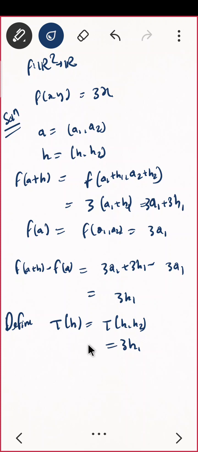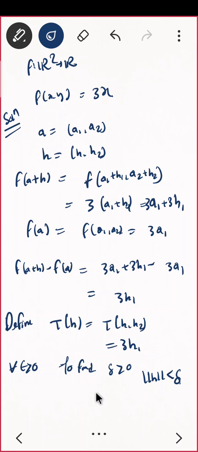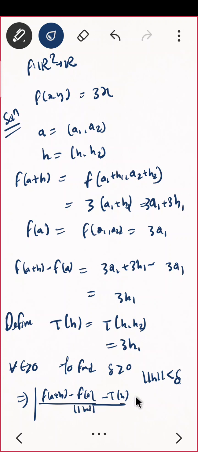Yes. How will you start? You are having a linear transformation. Let us start. For given epsilon positive, you have to find delta positive such that mod of h less than delta. What should you have? You should have norm of f of a plus h minus f of a minus T of h, upon norm h, that should be less than epsilon. This is what you want to prove.